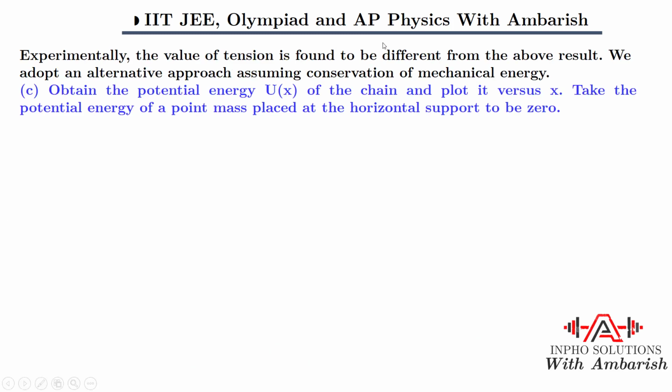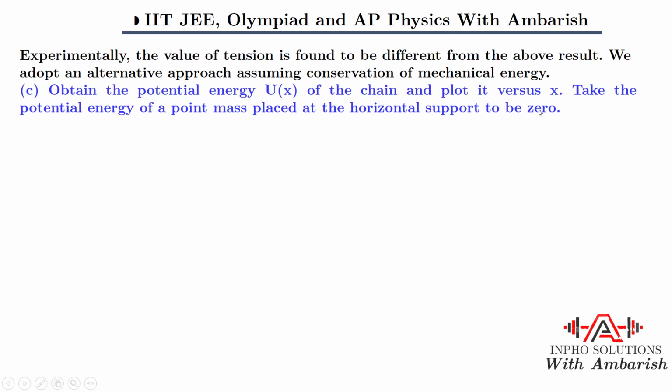Experimentally, the value of tension is found to be different from the above result. We adopt an alternative approach, assuming the conservation of mechanical energy. In the previous part we had assumed the free fall of the right side, but now we are assuming the conservation of mechanical energy. We are supposed to obtain the potential energy U(x) of the chain and plot it versus x. Take the potential energy of the point mass placed at the horizontal support to be 0.